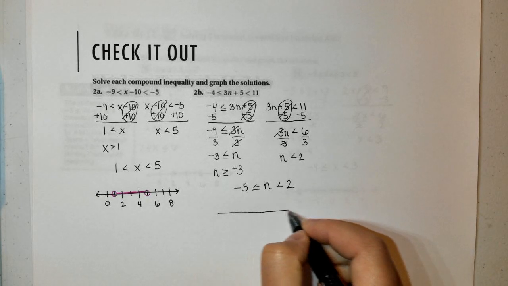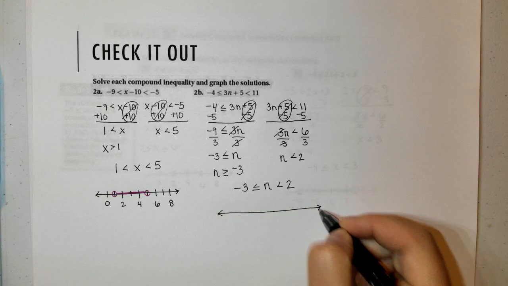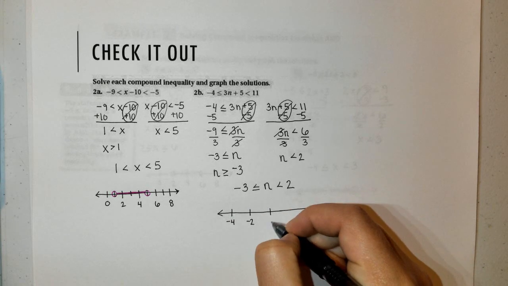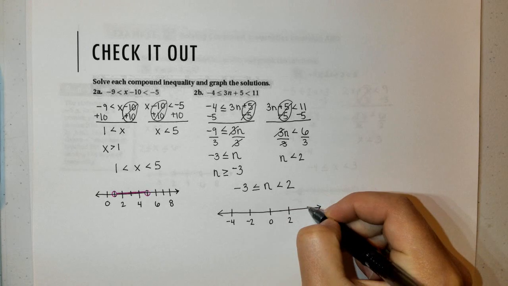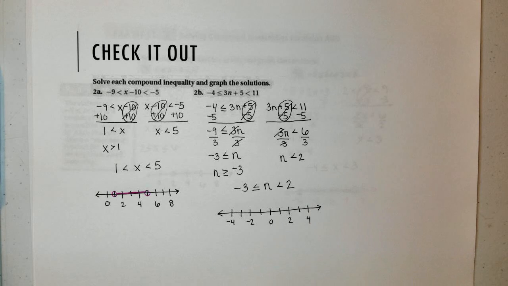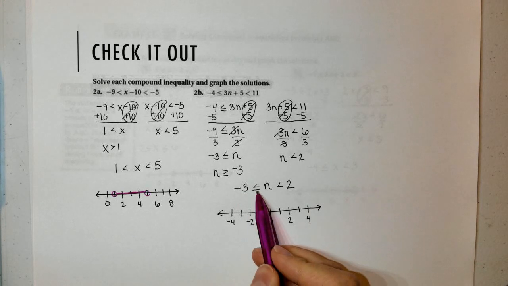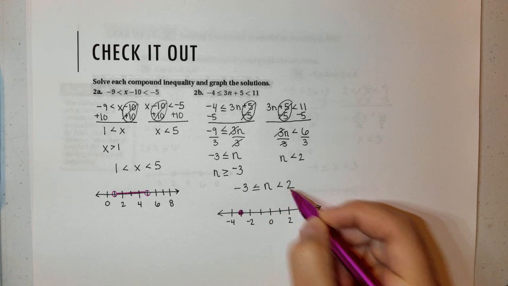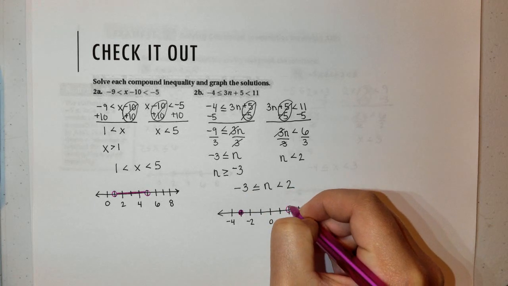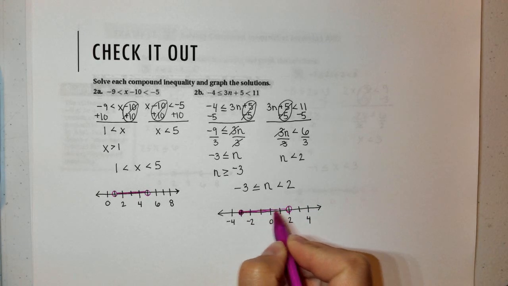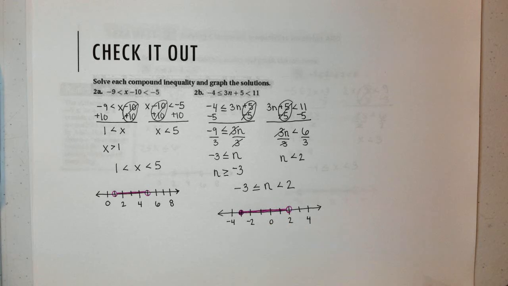So now to set up my number line, I have negative 4, negative 2, 0, 2, 4. So negative 3, closed dot. 2 will be an open dot. And then I shade between for the "and," because the sections overlap. So those are the answers to the check it out problem.